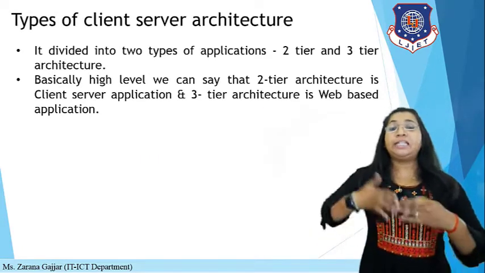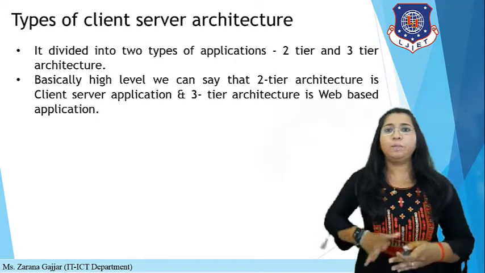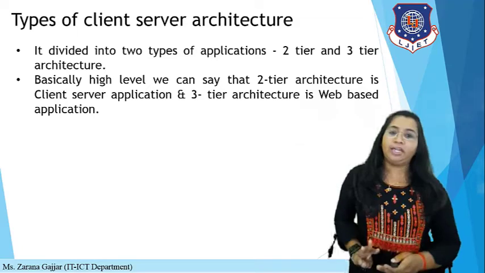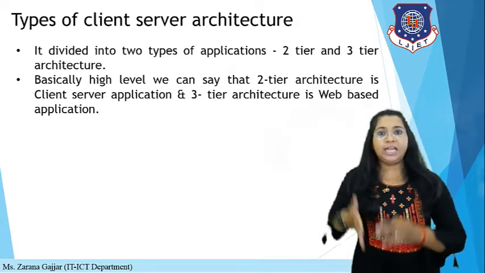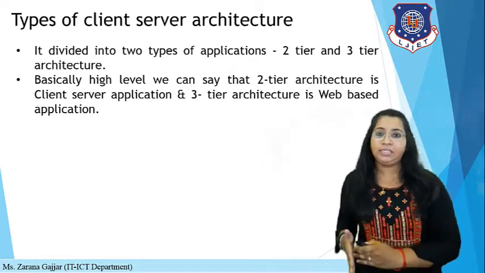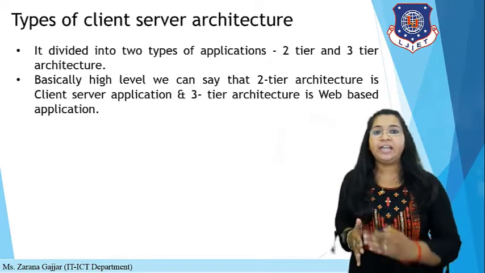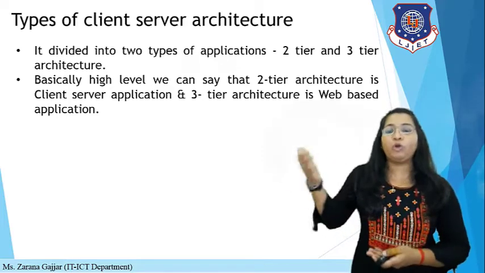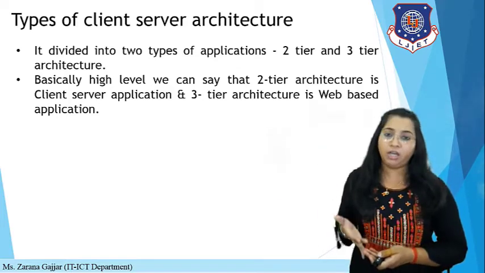So what are the types of client server architecture? Basically there are two types of application: two-tier architecture and three-tier architecture. At a high level we can say that two-tier architecture is a client server application, and three-tier architecture is a web-based application. Okay, so let's discuss two-tier and three-tier architecture in brief.